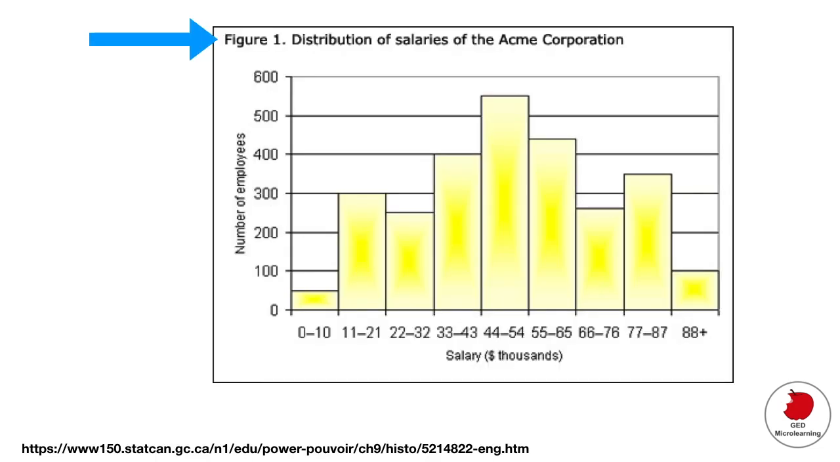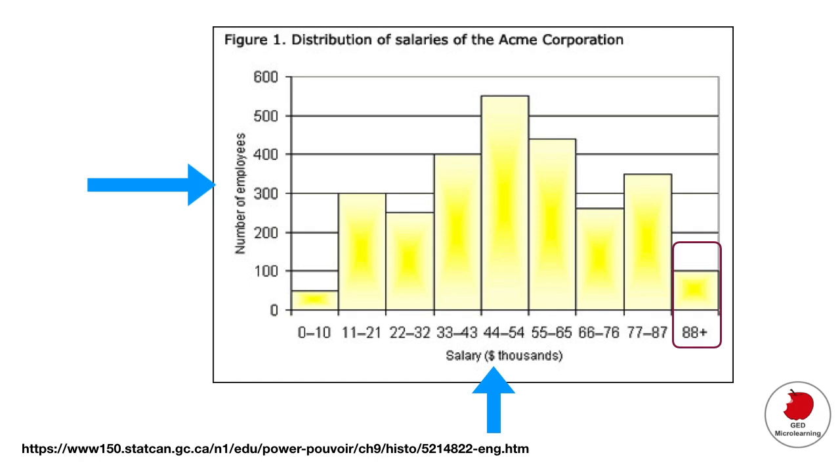All right, let's go back to our histogram. Once again, the first thing we do is read the title. This histogram shows the distribution of salaries of a corporation called Acme. The y-axis tells you how many employees work at this company, and the x-axis tells you how much money each of these employees earns. The question asks for the percentage of folks that earn more than $88,000, which would be this last bar.